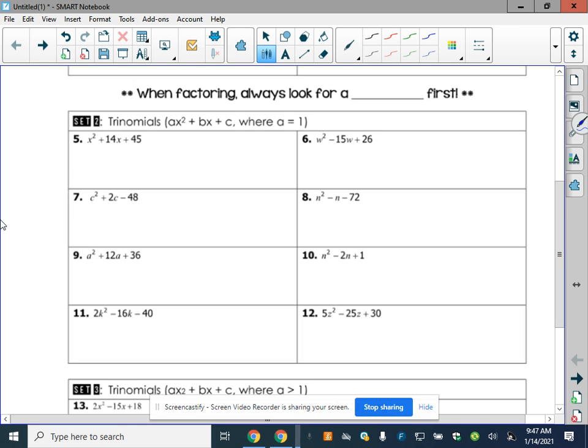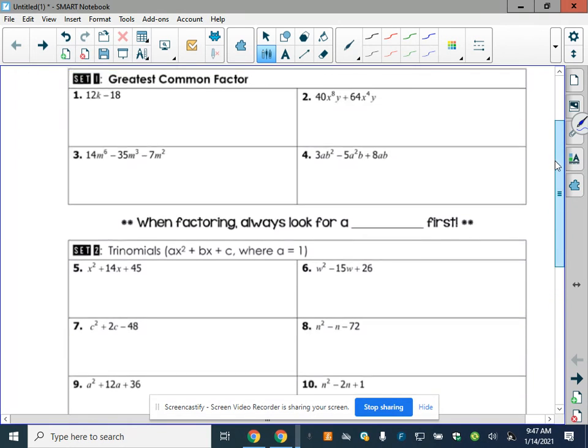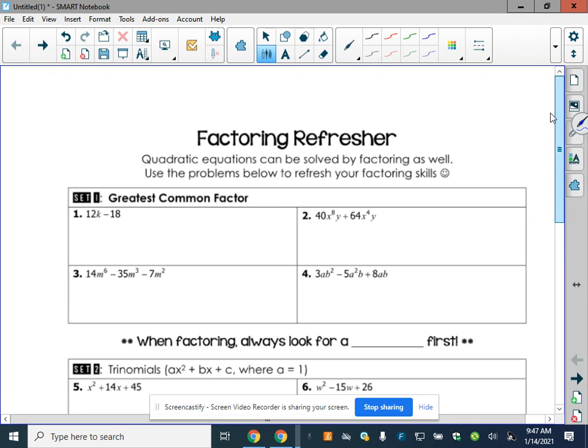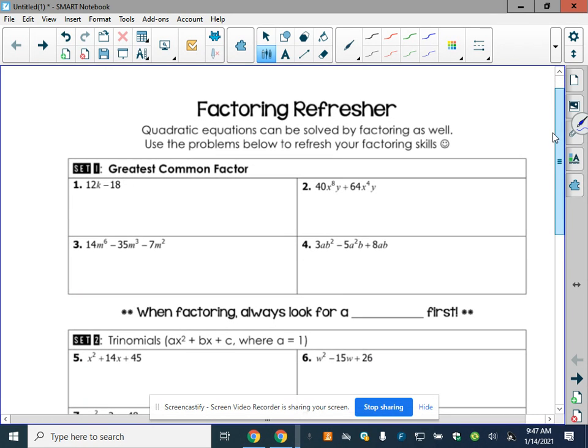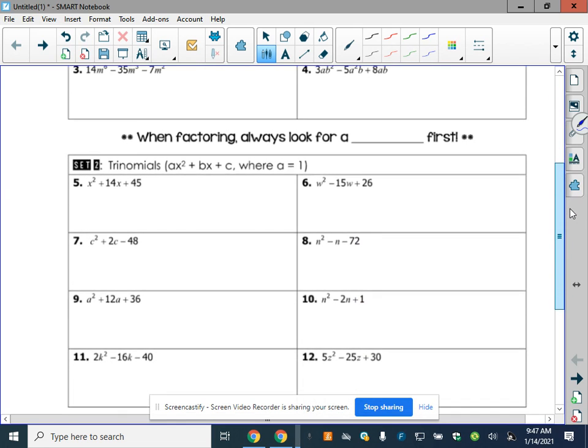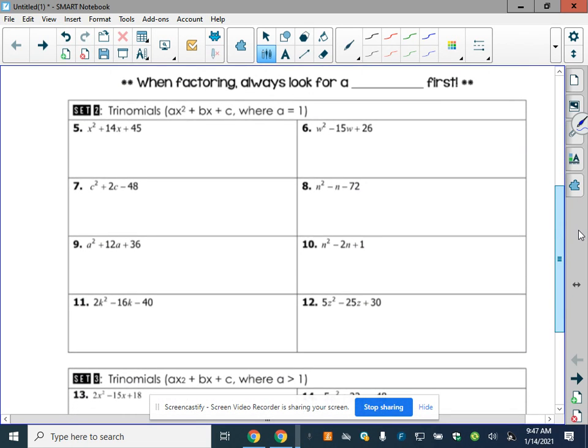Okay, well, what I need you to do is to go back and find this sheet called Factoring Refresher, which is in your notes. We have done set 1. We have done set 4. So in this video, let's focus on set 2, which is called Trinomials, another kind of factoring. ax squared plus bx plus c, where a is equal to 1. Above that, there's a statement that's very important. It says, when factoring, always look for a greatest common factor first.